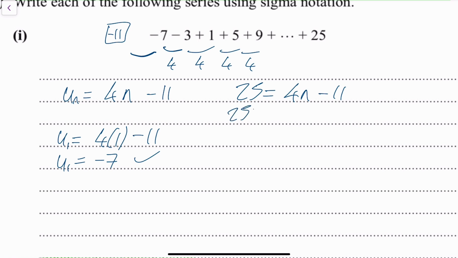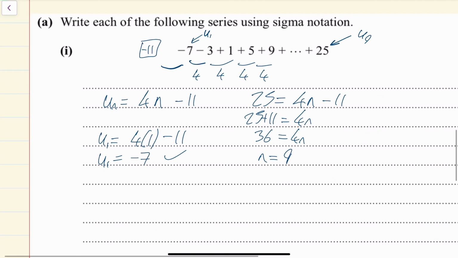So 25 plus 11 is equal to 4n. That's 36 is equal to 4n, so n is equal to 36 divided by 4. n is equal to 9. So that's my u1, my first term, and 25 I now know is my u9, my 9th term. So to write the series using sigma notation, it is a sum of 4n minus 11 from n equals 1 up to n equals 9. That would be one way of doing it.